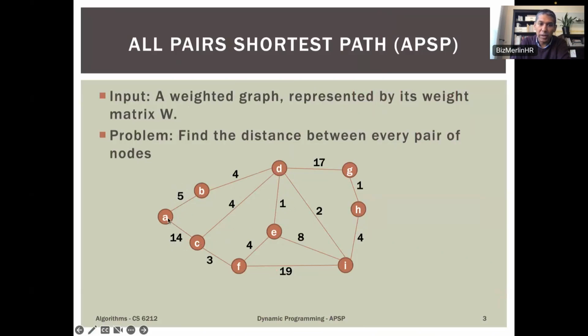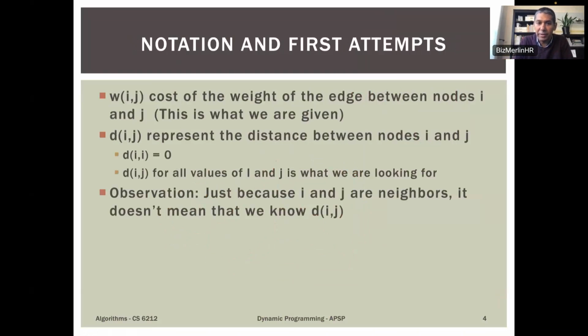But the distance between two vertices is going to be specified by the shortest path. For example, the shortest path between A and B is the same as the edge. So the distance is 5. But the distance between A and C is given by this shortest path, which is 5, 4, 4, which in this case is 13, which is shorter than the edge. So that's essentially the shortest path problem. It's a very intuitive problem. We can easily be given such a weighted graph, and we can try to find the shortest path by inspection.